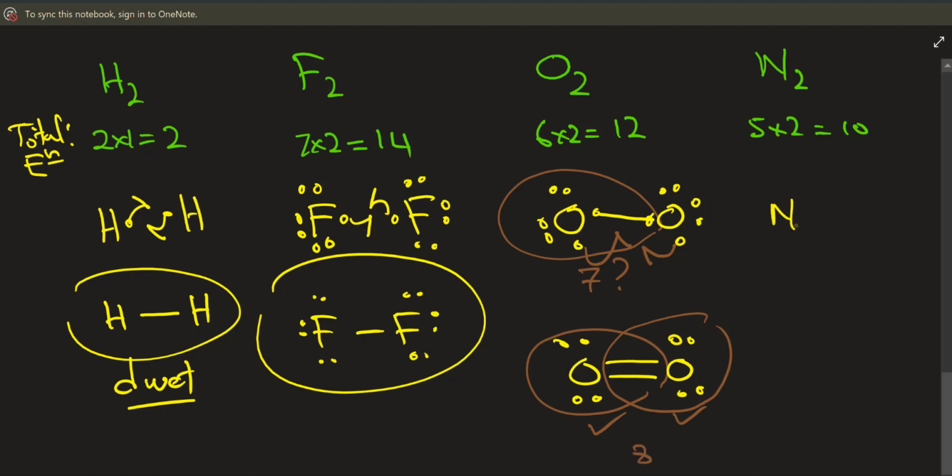Do the same thing for nitrogen. Take nitrogen. Each atom has 5 electrons in the valence, right? Now we're going to put the 5 and put a stick in the middle, right?